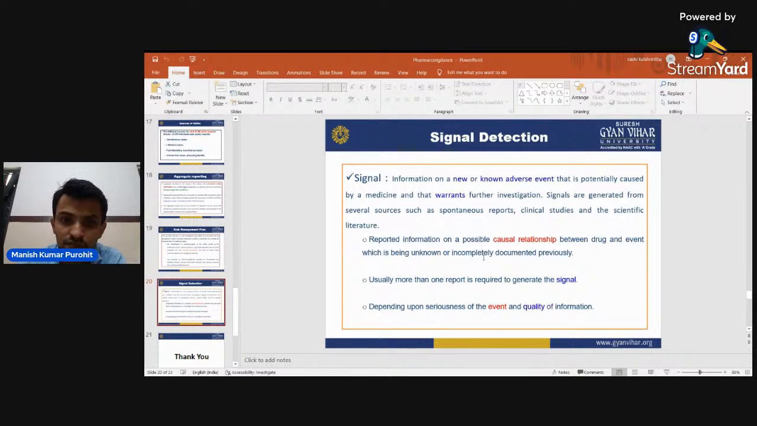In signal detection, the information on a new or known adverse event that is potentially caused by a medicine warrants further investigation. Signals are generated from several sources such as spontaneous reports, clinical studies, and scientific literature. The reports give information on a possible causal relationship between the drug and an event which was unknown or incompletely documented previously. Usually more than one report is required to generate a signal. Depending upon the severity of the event, the quality of information gathered varies. So this is the process of pharmacovigilance.